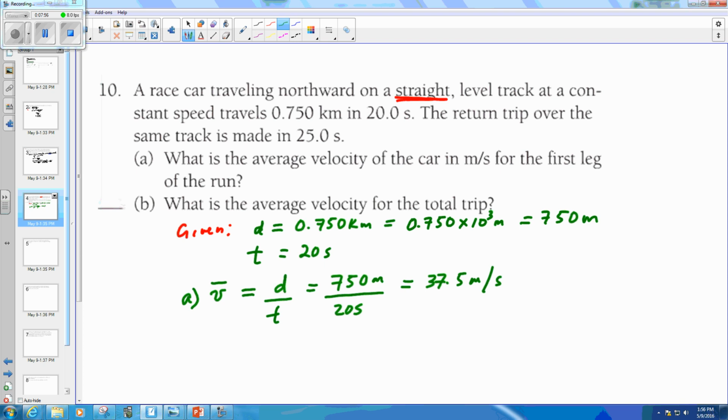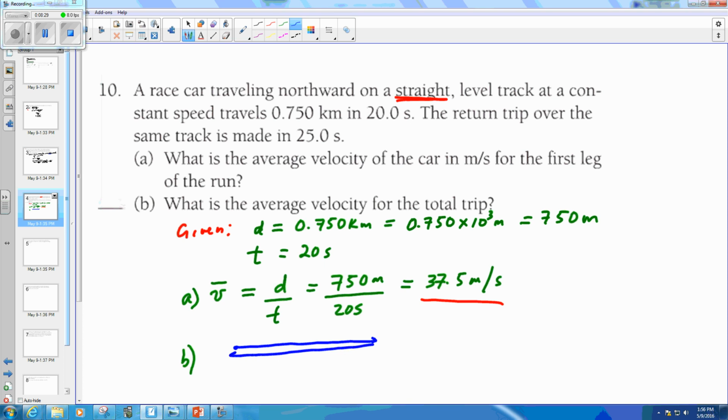So there it is. How about part B? Well, if you look at part B, note what he says. I'm going to sketch this. So he starts off at this point, goes 750 meters to point B, taking 20 seconds, and then he comes back the 750 meters, taking 25 seconds.